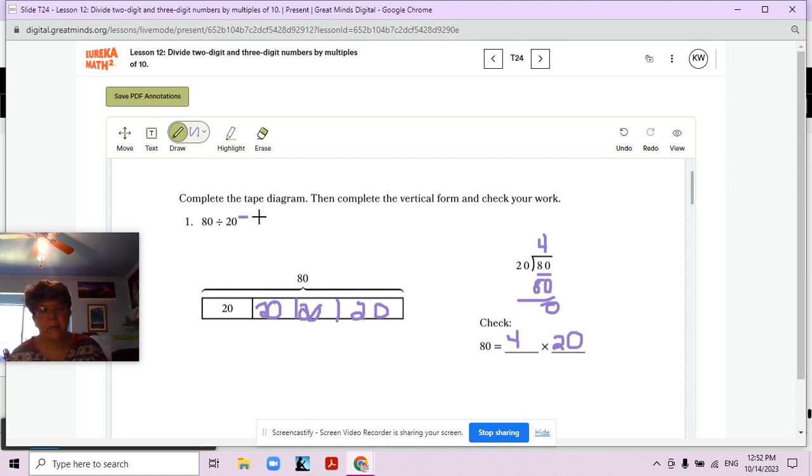So 80 divided by 20 is 4, and then 4 times 20 is 80. See how that works? Fact family, right? Fact family, fact family. Okay, so that's getting you a good start on your must-dos.